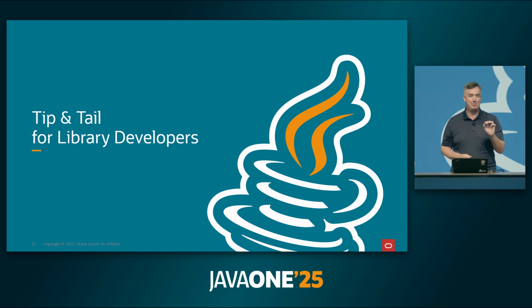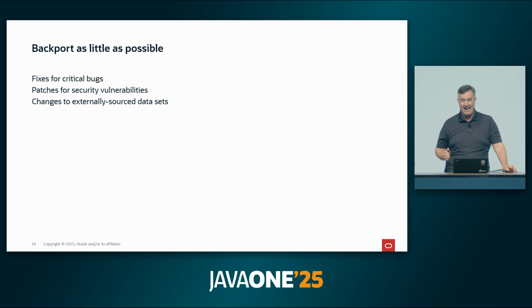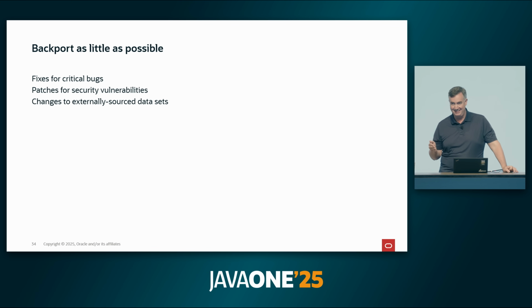That's the view for application developers. What about library developers? The mantra for library developers is simple. Add new features only in the tip and backport as little as possible to the tails. Backporting as little as possible is the discipline that distinguishes tip and tail from traditional multi-train release models.